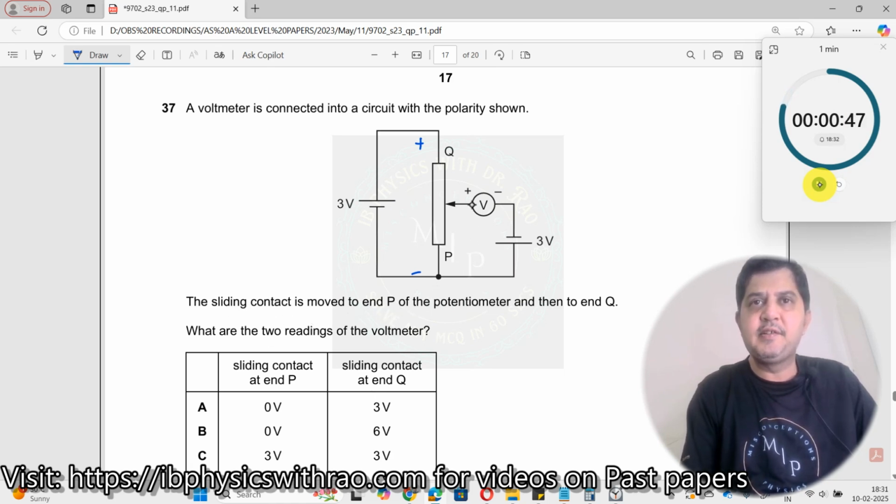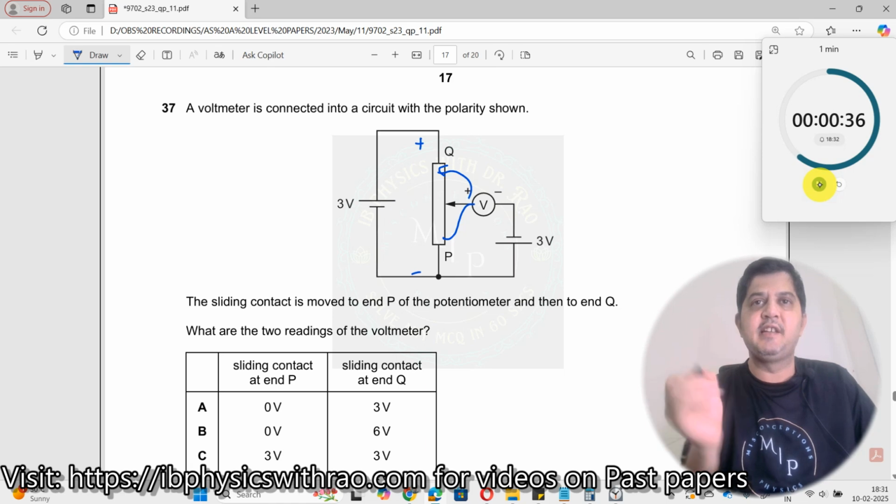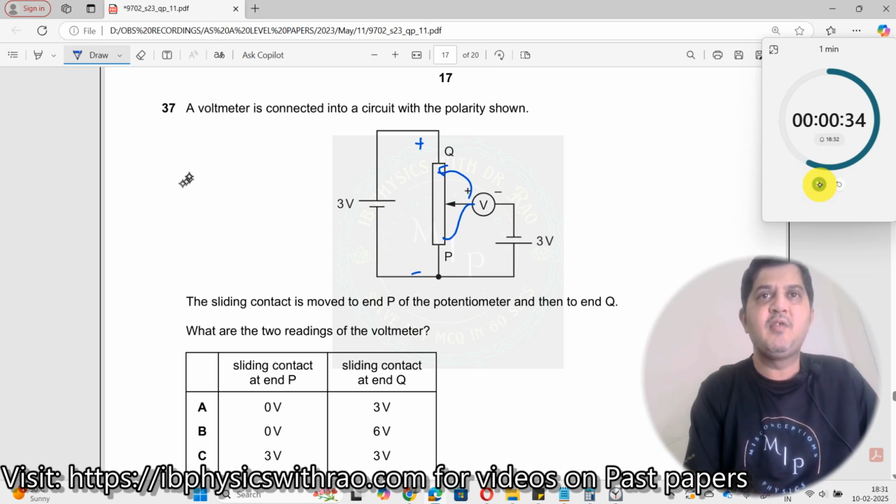Now what happens is this has been connected here. Okay. And then to Q. Now after that it's been connected to here, like this over here. What are the two readings of the voltmeter? When you connect it here, what's the reading? When you connect it there, what's the reading? That's the question. So when you connect at P, how does the circuit look?